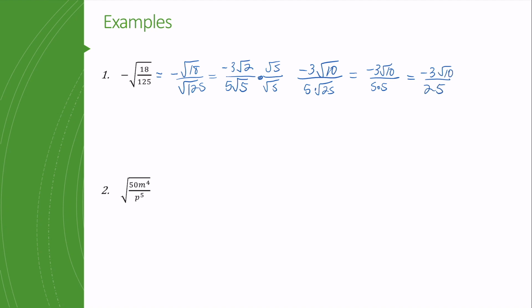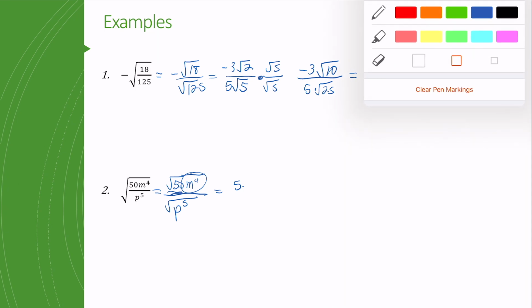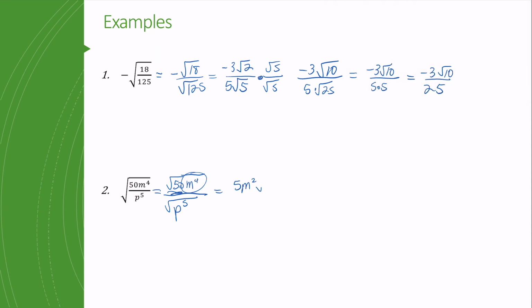This also works with variables. So I have the square root of 50m to the 4th over the square root of p to the fifth. The square root of 50, that becomes 5 root 2, but I've got m to the fourth, that becomes m squared. So I have 5m squared root 2 over p to the fifth, that's going to be p squared root p.